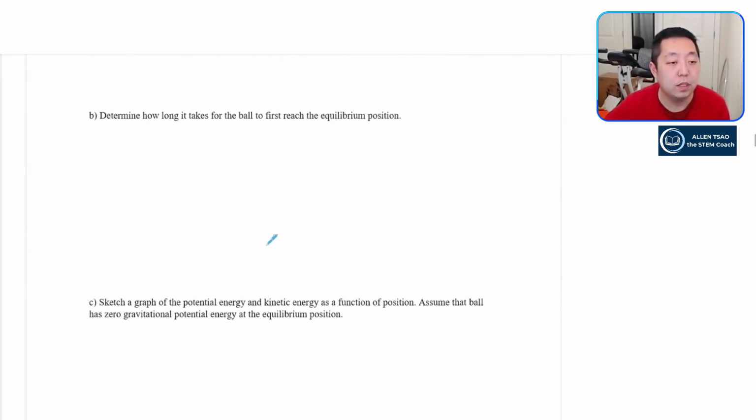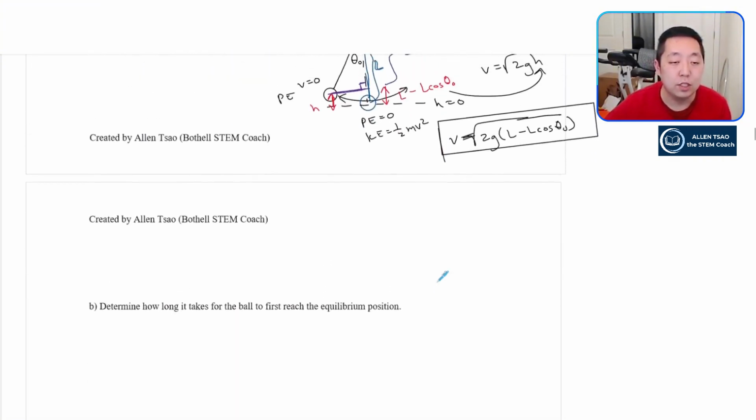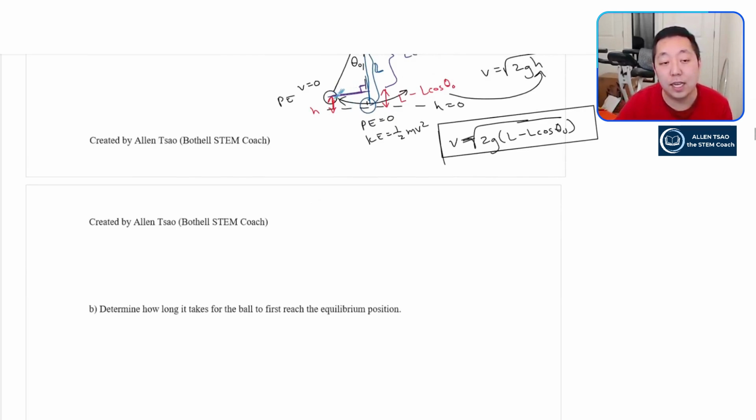Okay. Determine how long it takes for the ball to reach the first equilibrium position. So one thing is it's a sinusoid curve. So that means the period is the time it takes to go from here to the end and then swing all the way back. So that's 2 pi root L over g. Okay? And they told us the L also.